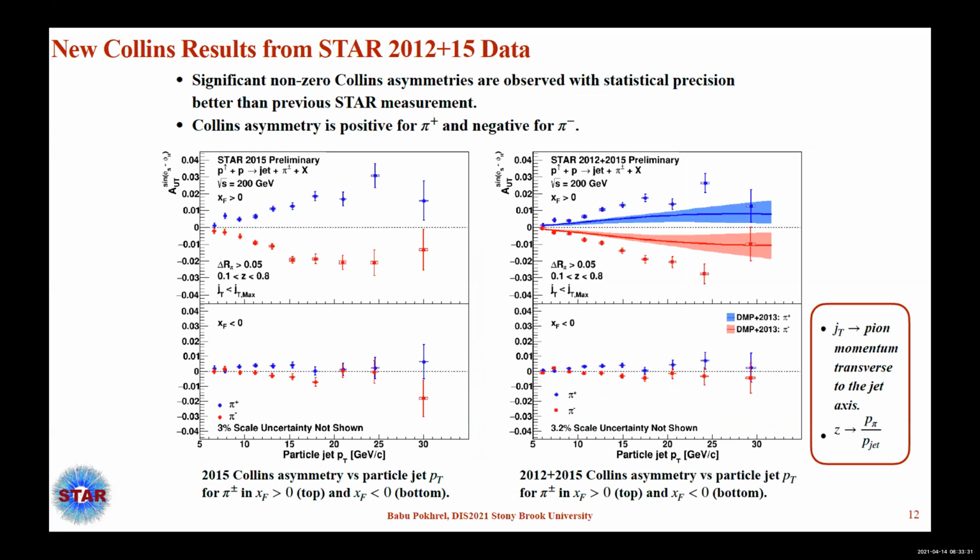Now I'm transitioning from the IFF results to the Collins, presenting Collins asymmetries as a function of particle jet PT. The left picture is from the 2015 data set only, and the right picture is the combined 2012 and 2015 data, where we observe significant positive pi plus and negative pi minus asymmetries, which are in favor of the theory prediction. However, the observed asymmetries are pretty large in the forward jet scattering direction. In the backward jet direction, the asymmetries are pretty small.